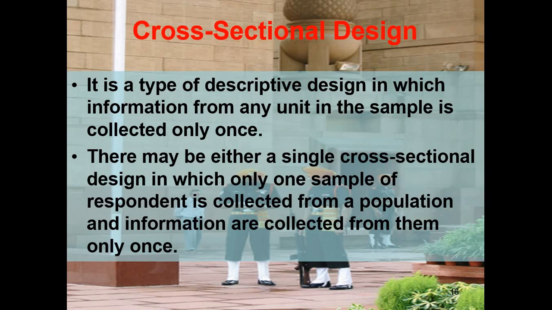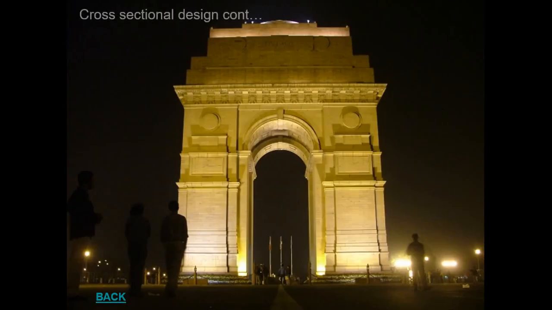There may be either a single cross-sectional design, in which only one sample of respondents is collected from a population and information is collected from them only once. So we have two types of cross-sectional design: one is single cross-sectional design, the other is multiple cross-sectional design. In multiple cross-sectional design, we collect multiple samples, might be from different geographical areas, and we perform the study on them only once, not repetition, but the zones might be different. In a single cross-sectional design, only one sample is collected and all the respondents of the sample are interviewed and information collected from them only once. So both ways are possible.